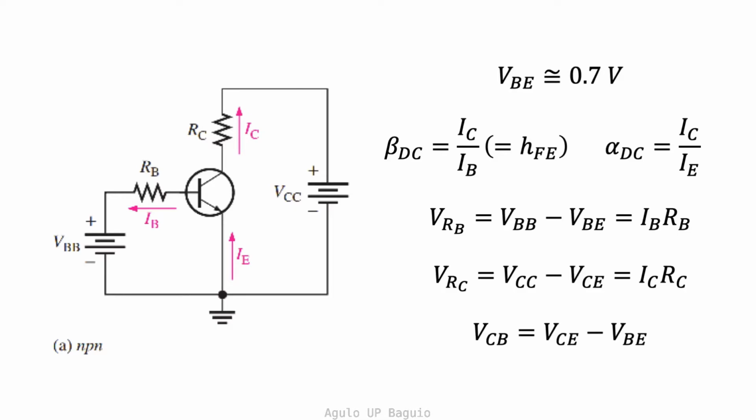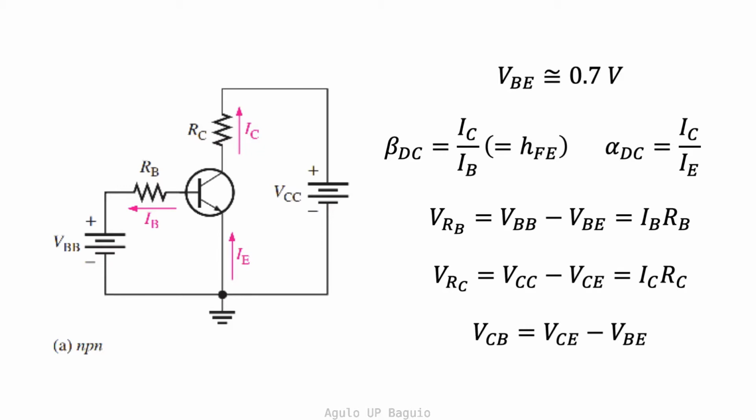Since the VBB forward biases the base emitter junction, we can consider the voltage across the base and the emitter, VBE, to be approximately equal to the barrier voltage of 0.7 volts. We define the DC current gain of a transistor as the ratio of the DC collector current IC to the base current IB, and is designated as DC beta.